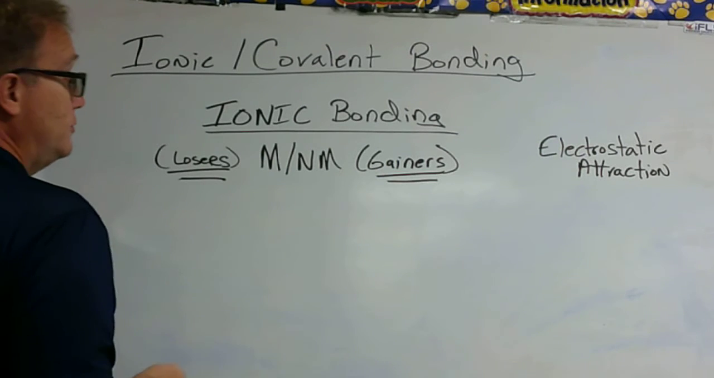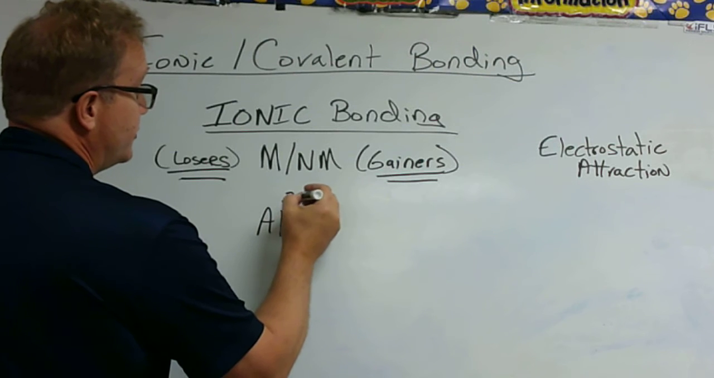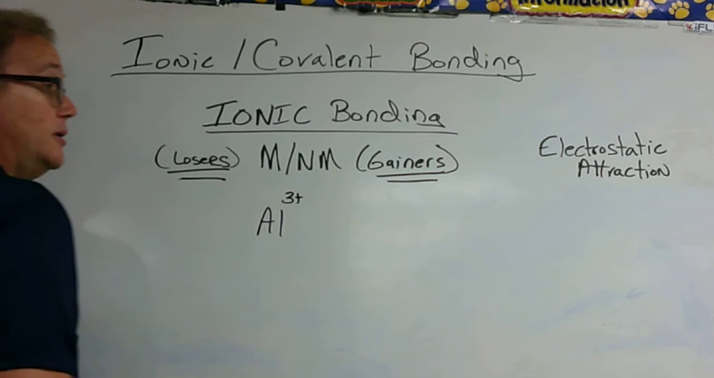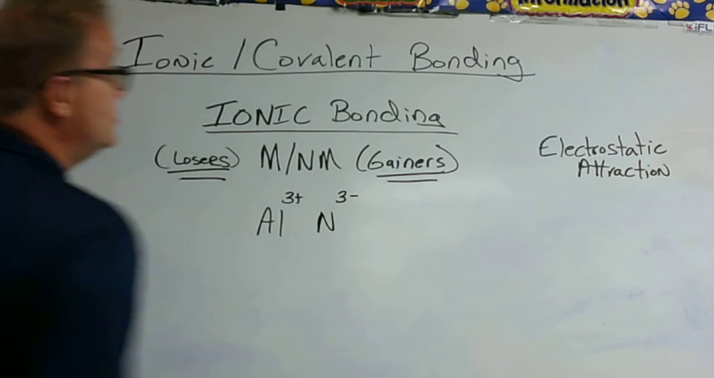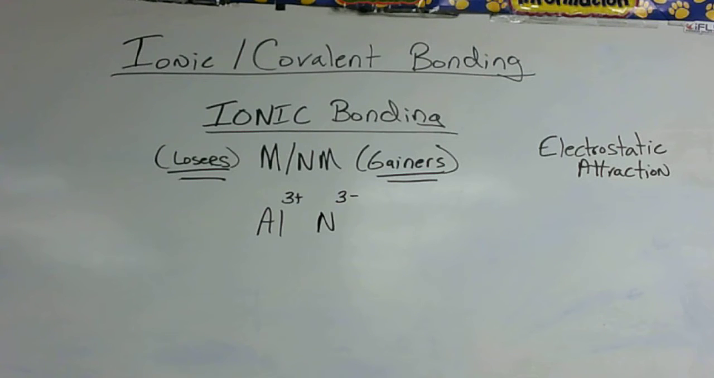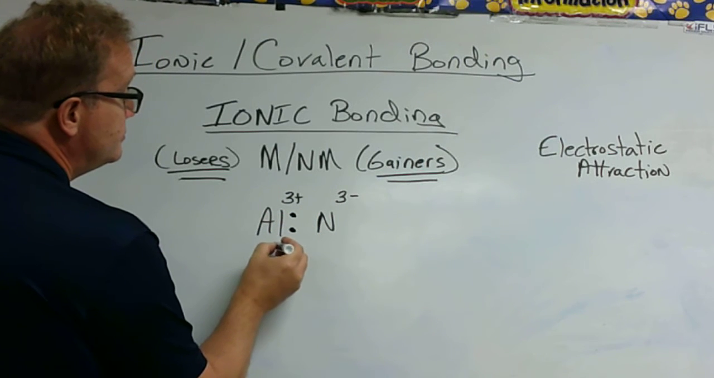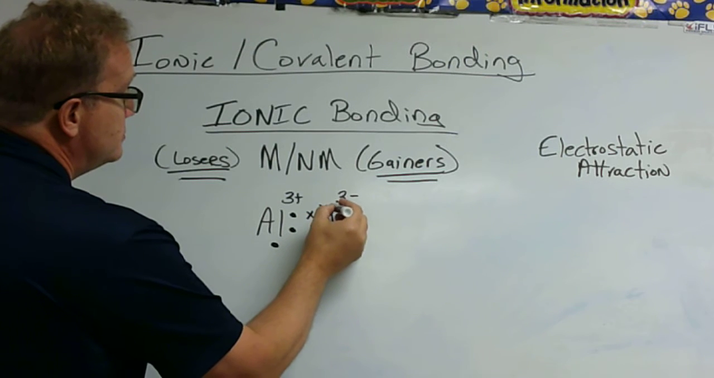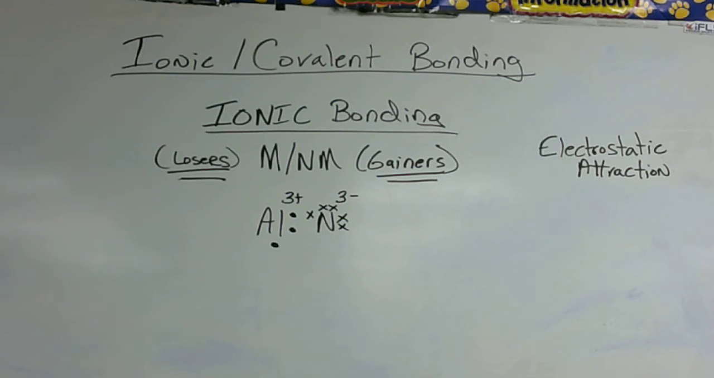And again, I'm just going to use the common ones. Let's say I have Al with a +3 charge. Again, you'd have to look at the chart. And then I have an N with a -3 charge. Again, it's a 1-to-1 relationship. So if we go like this, it's going to kind of look like this.